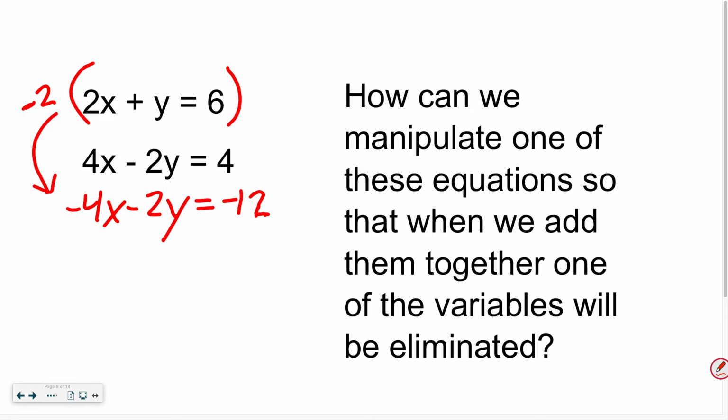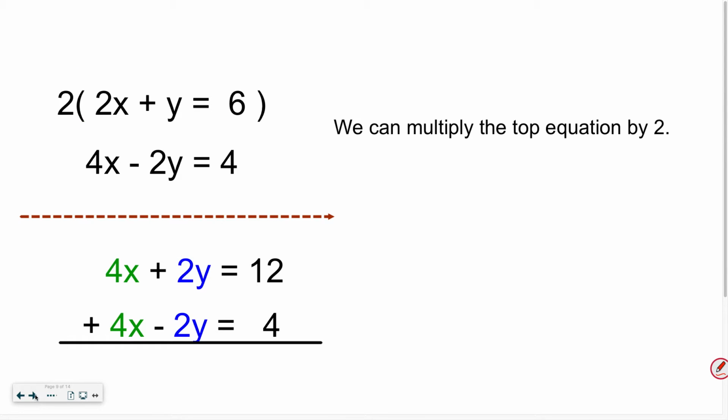So the way I did it was the way Manny did it: I multiplied by 2 on the top to eliminate the y's. You can do it either way. You can manipulate either variable as long as you're canceling out one of them, because we only know how to solve equations that have one variable right now. So we just need to eliminate one variable. Here I multiply the top by 2, and then my new equation was 4x plus 2y equals 12.